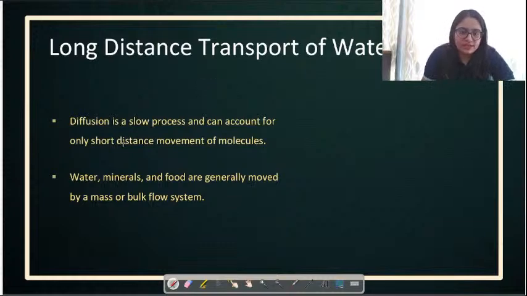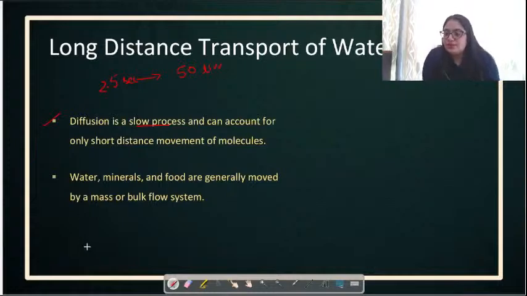And here it comes. The very first one, I have already explained to you this. So let me read it out for you. These are all lines from NCERT. Diffusion is a slow process. I already explained how it takes 2.5 seconds to cross a distance of 50 micrometer.